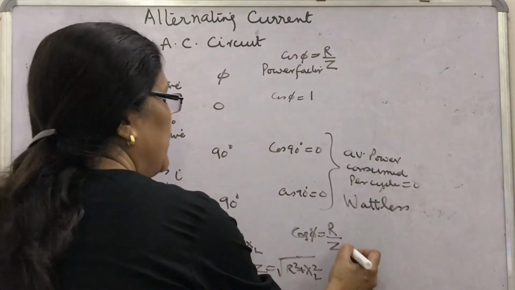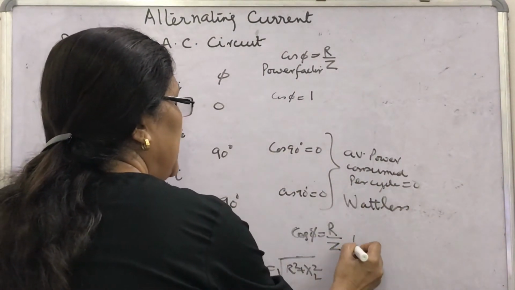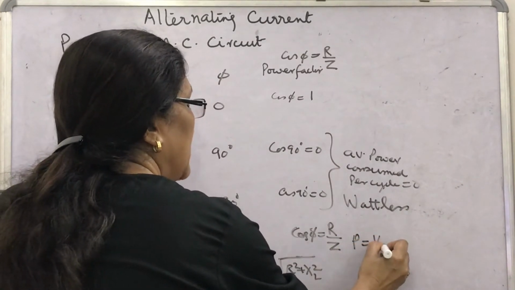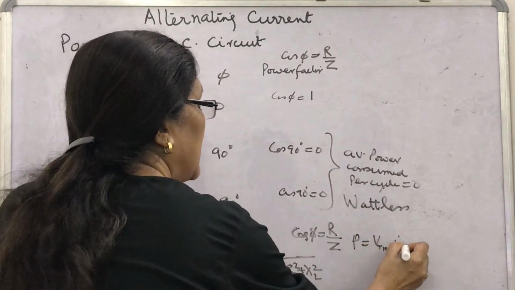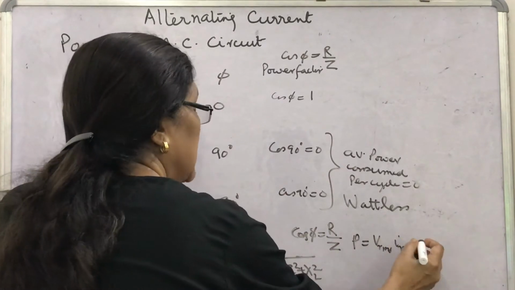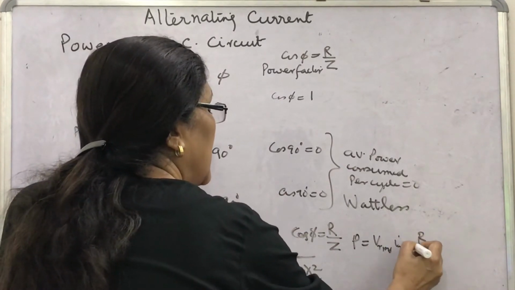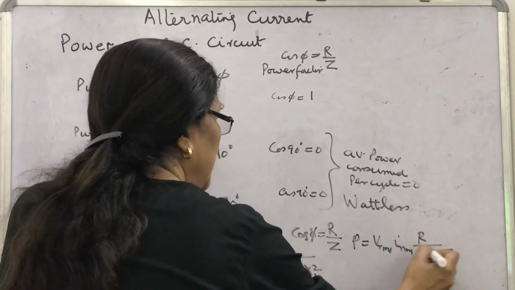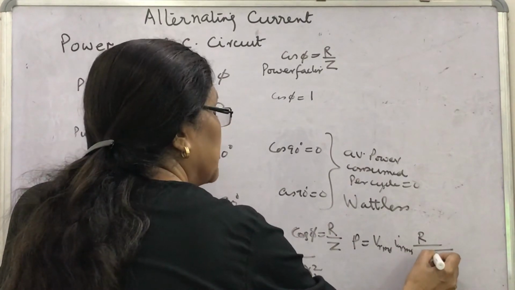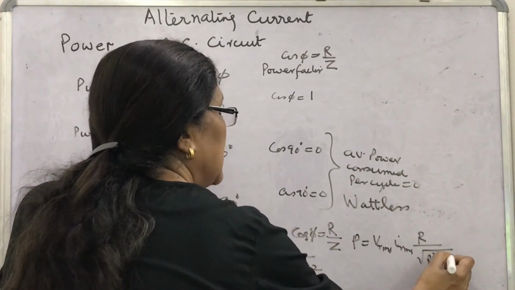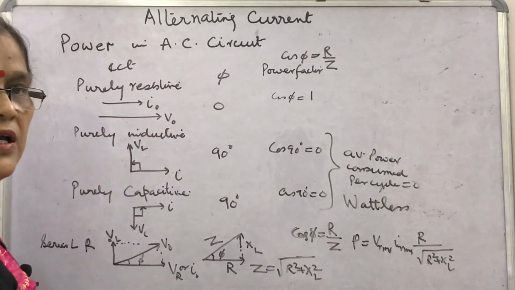Then what will you find here? P equals Vrms Irms in the series LR circuit, times R upon under root R square plus XL square.